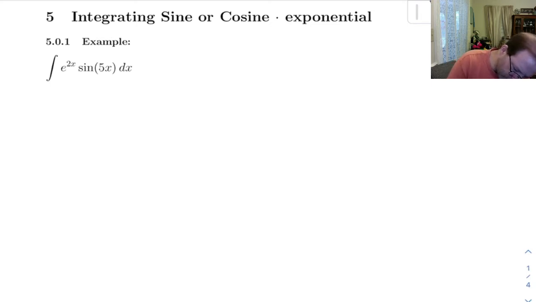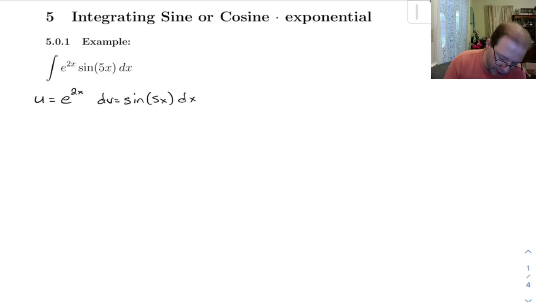First up, you want to choose one of them to be your u and one of them to be your dv. And it doesn't matter which one you pick for which. You can do it either way. The thing that is important is when we do integration by parts again later, we have to choose the same thing for our u and dv. So let's look at this.